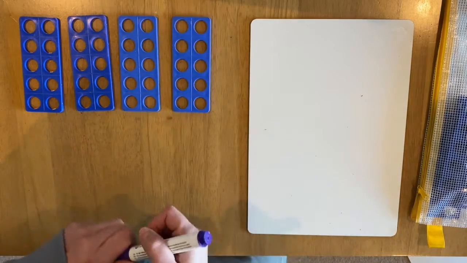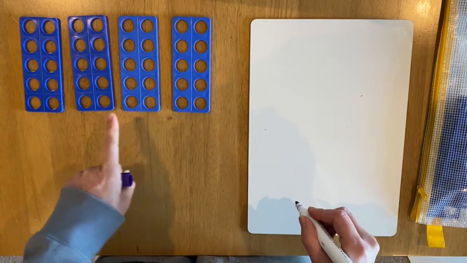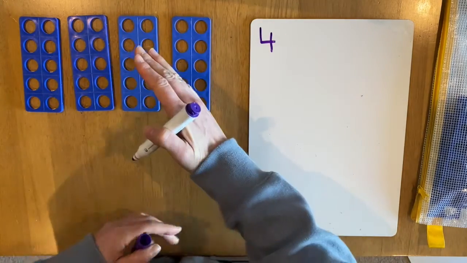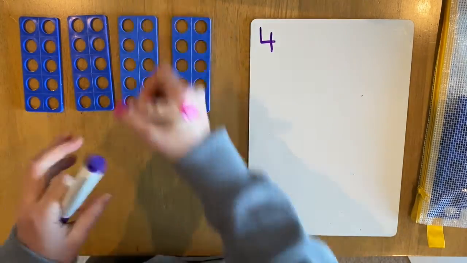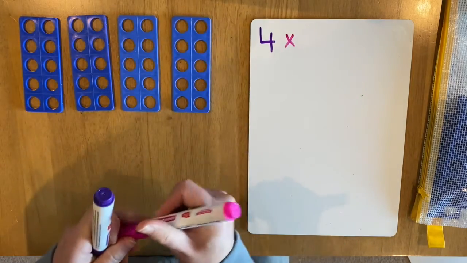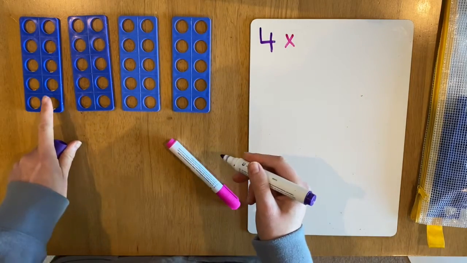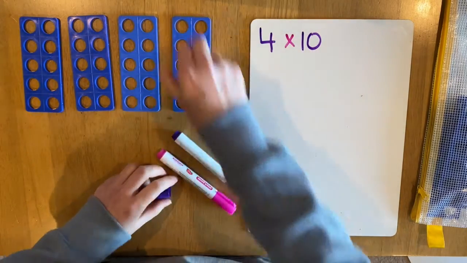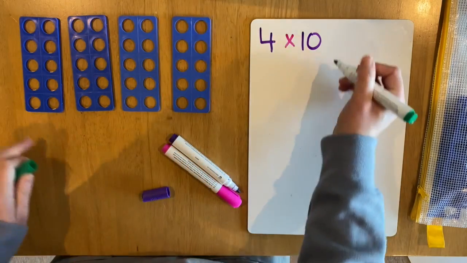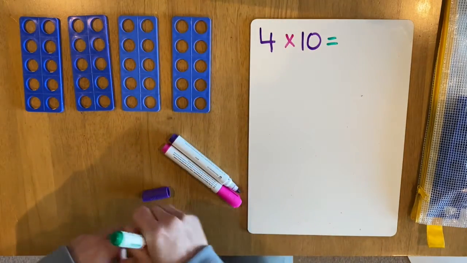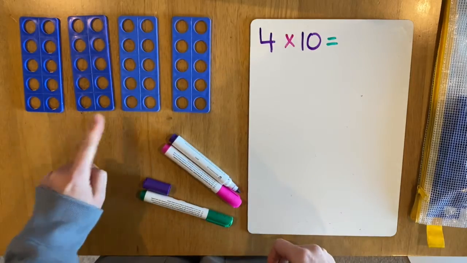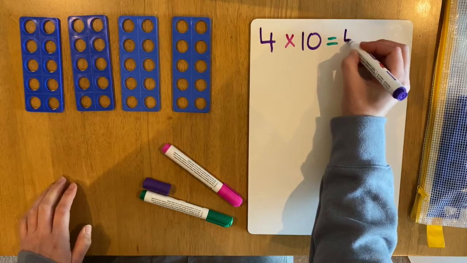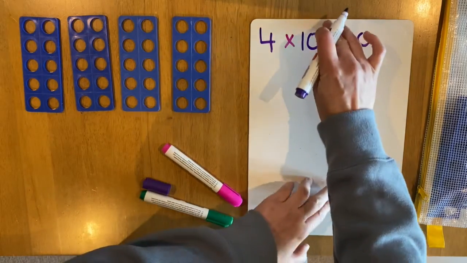So we have 1, 2, 3, 4. We have 4 groups of how many in each group? We've got 10. 10 in each group. And how many do we have all together? So let's count up in tens. 10, 20, 30, 40. We've got 40 all together.